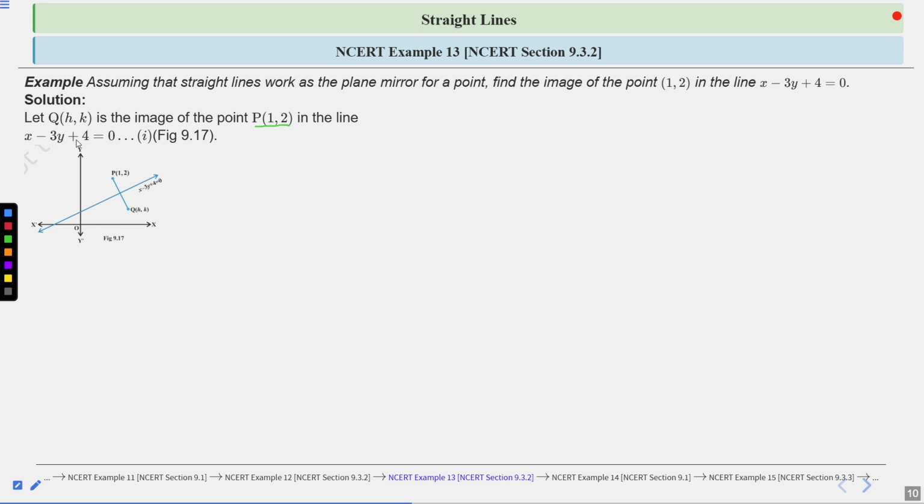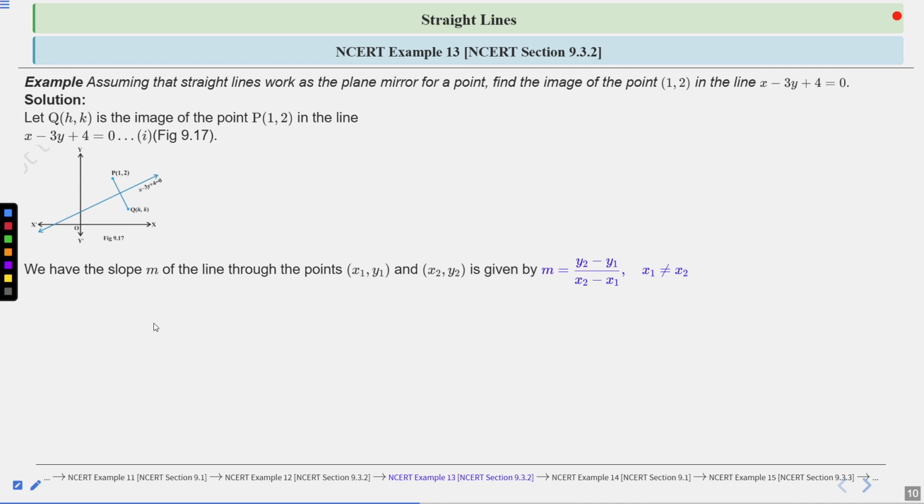Okay, so here let Q be the mirror image of the point P(1, 2) in the line. Okay, so see this figure. We have given this point P(1, 2) and we have to find here this point Q(h, k), and we have given the equation of this line x minus 3y plus 4 equal to 0.